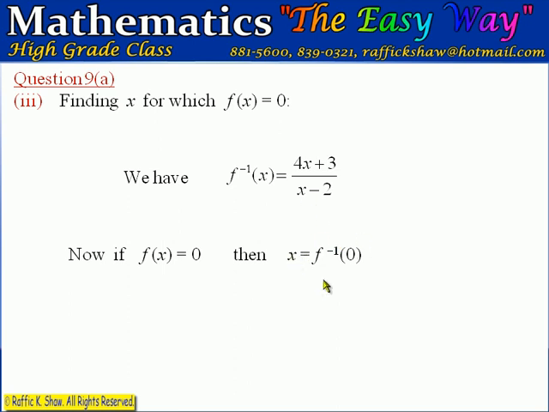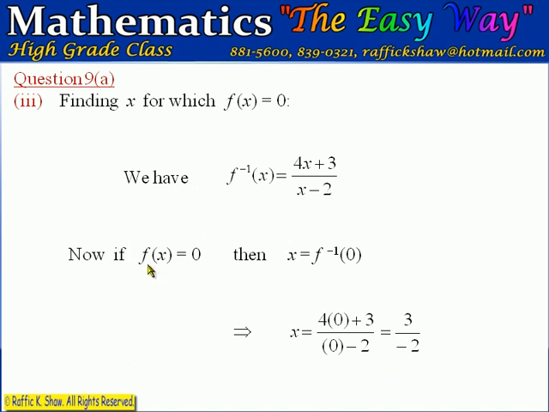X is f to the minus 1 of 0, and this is f to the minus 1 of x. So f to the minus 1 of 0 will be obtained by substituting 0 for the x values here, and so x would be 4 multiplied by 0 plus 3 divided by 0 minus 2, and the result here is 3. That's 3 divided by negative 2.